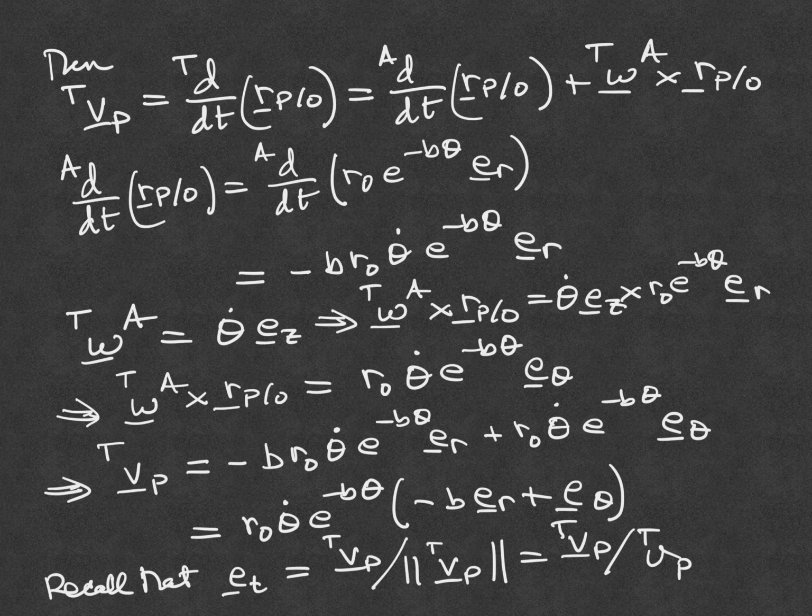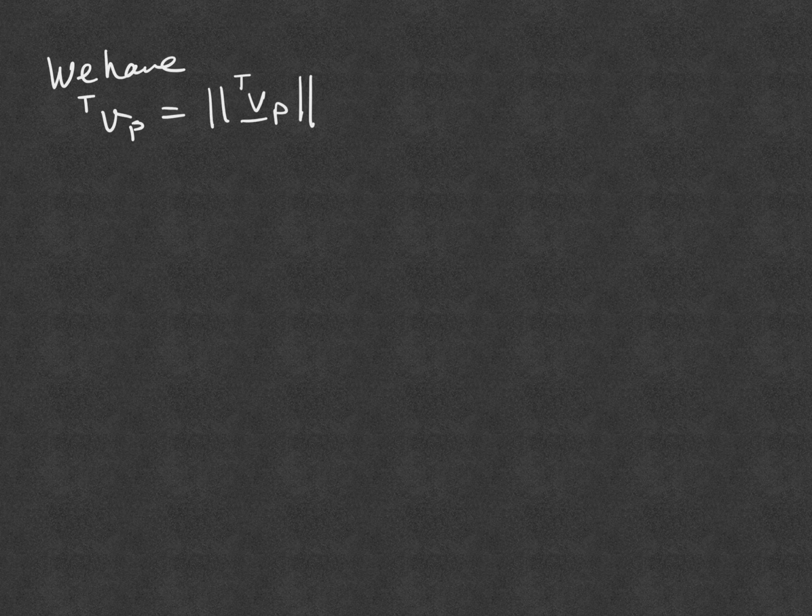So now what I can do is I can compute the speed. So the speed is going to be the magnitude of this velocity. So let's actually go ahead and compute the speed. So we have that the speed relative to the track is equal to the velocity of p in magnitude, right? Which is equal to r0 theta dot e to the minus b theta times the square root of b squared plus 1. Now, how did I get that?